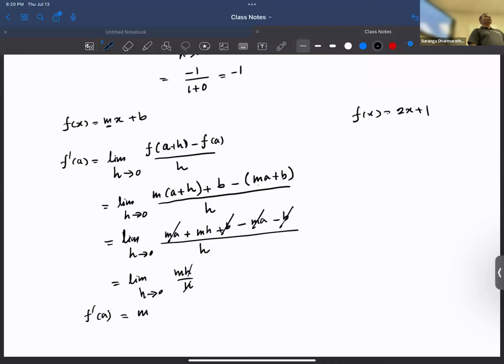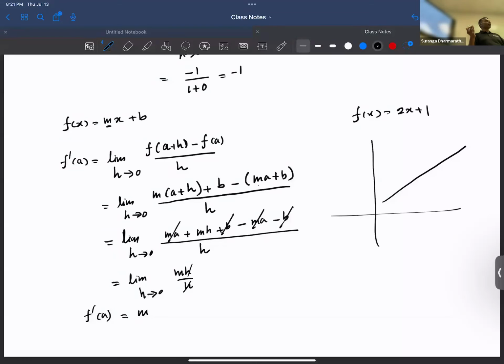So for this function, what is the slope? 2. Now, what is the derivative at x equal 2? 2. What is the derivative at x equal 3? 2, right? What is the derivative at x equal 4? It is again 2, always 2. It's a straight line. Same derivative. Does that make sense? So the slope of the tangent line does not change at any point. The slope of the tangent line is equal to the slope of the line. That is m.